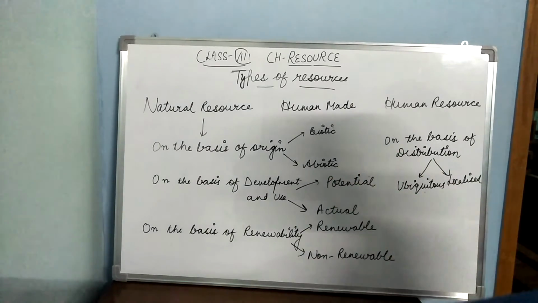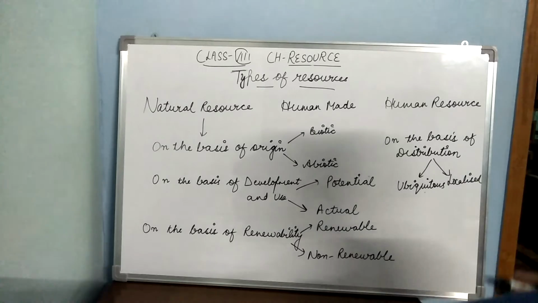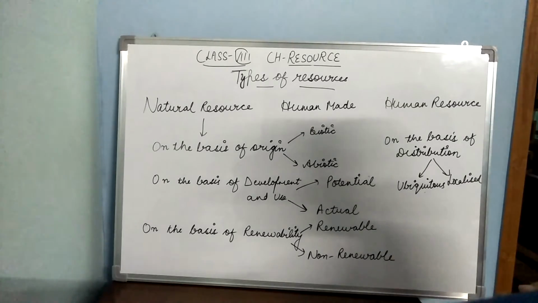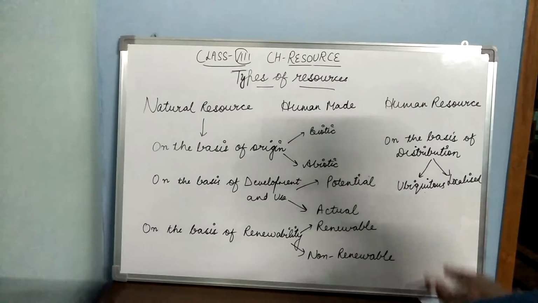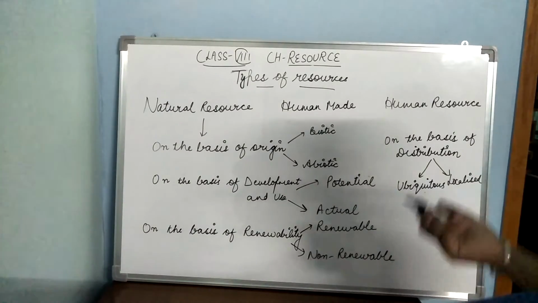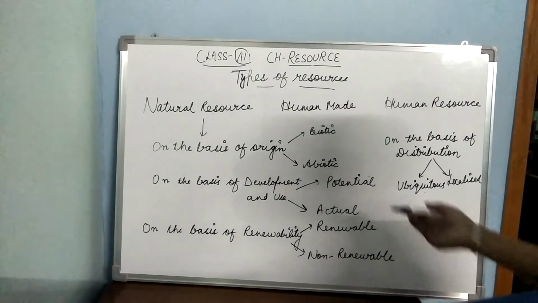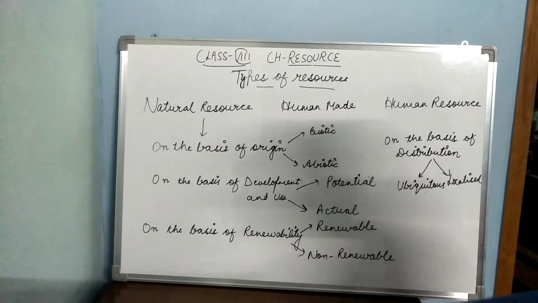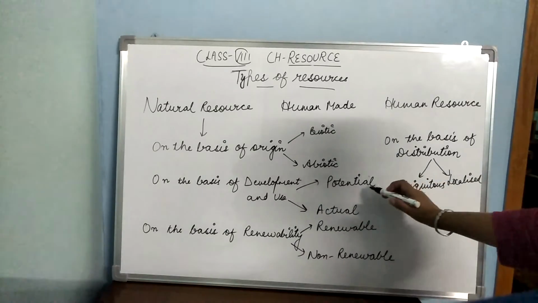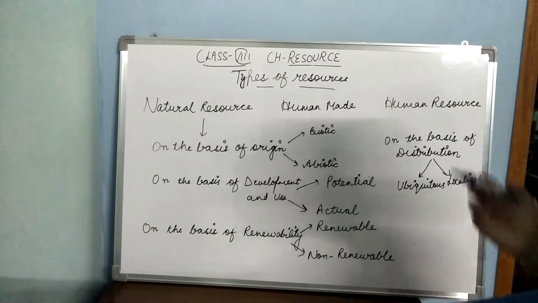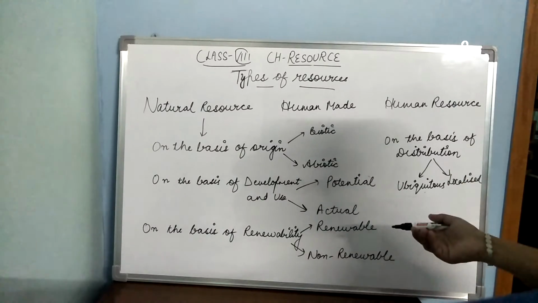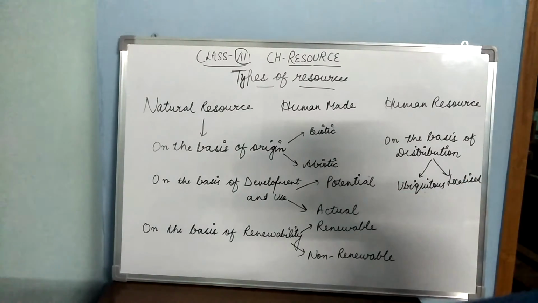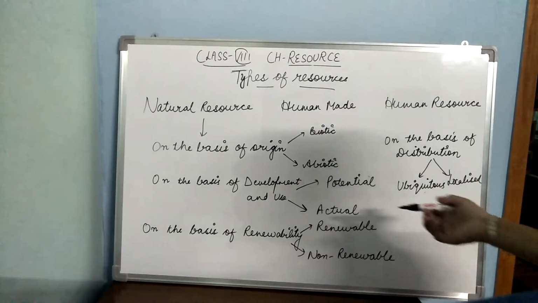On the basis of development and use, the resources which are presently not in use but can be used in the future, and whose quantity and quality is not known to us, are called potential resources. Actual resources are the resources which are presently in use and whose quantity is known to us. An example of potential resources is uranium found in Ladakh. An example of actual resources is coal in Jharia mines; black soils of the Deccan Plateau are also an example of actual resources.